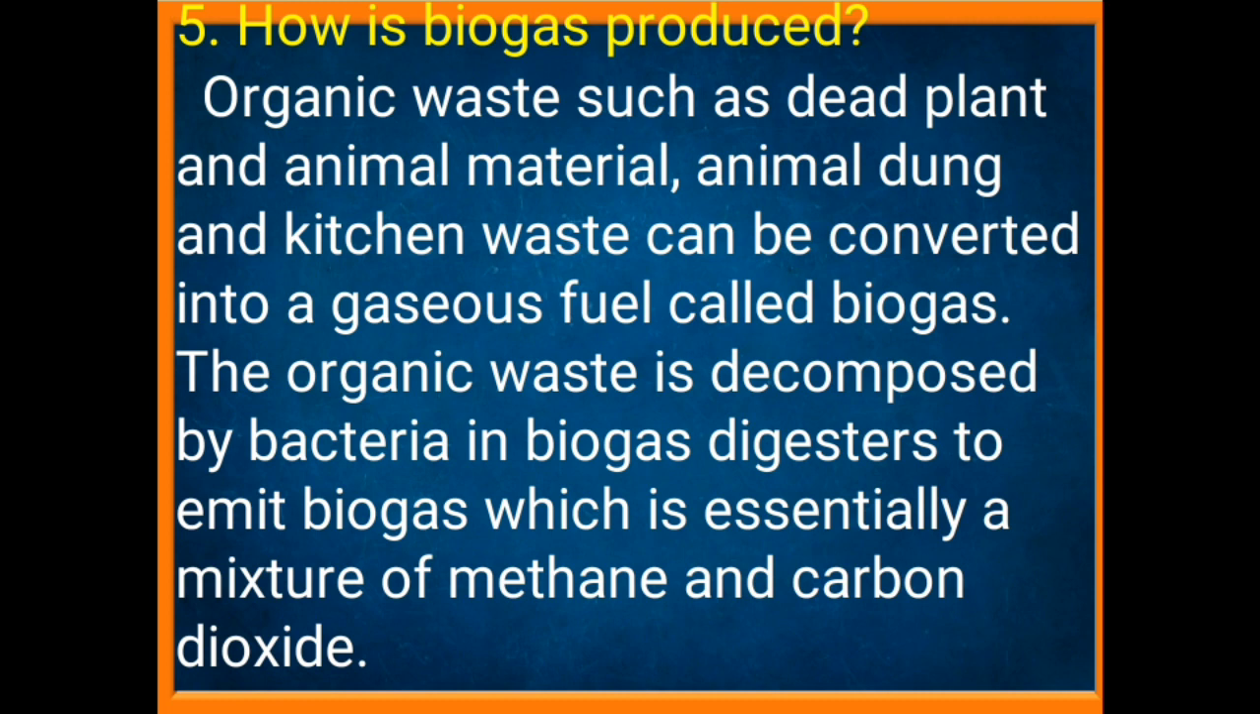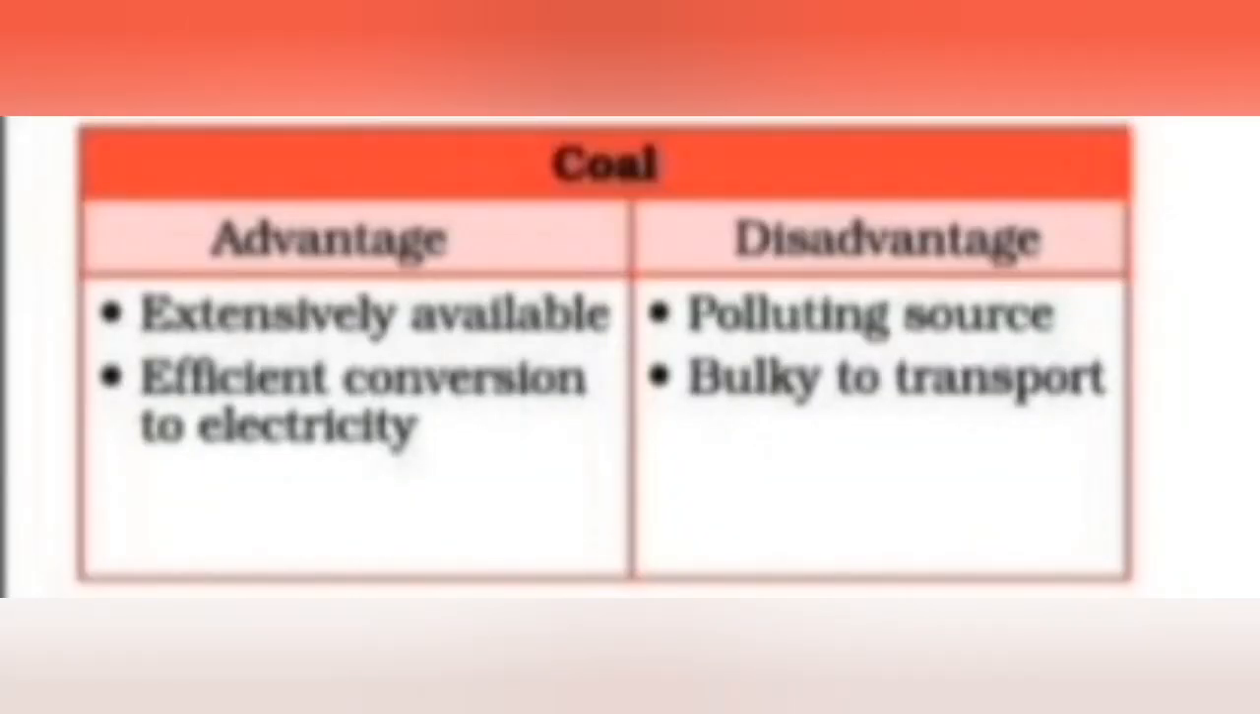advantages and disadvantages of the many different types of conventional and non-conventional energy resources. Let us listen. Dear children, next we are discussing the different types of conventional and non-conventional energy resources and their advantages and disadvantages. First, coal. Advantages: extensively available, abundantly available, efficient conversion to electricity. We can change it into electricity. Disadvantages: polluting source, it can pollute the atmosphere. Bulky to transport, it is difficult to transport.